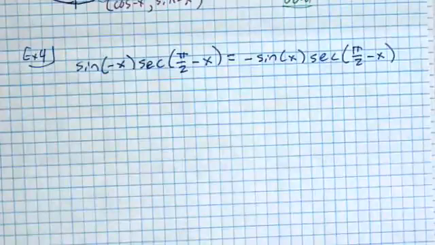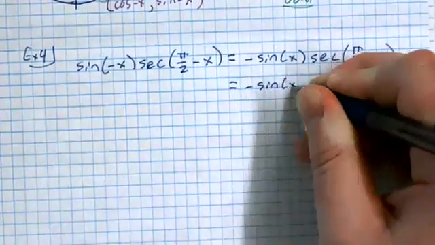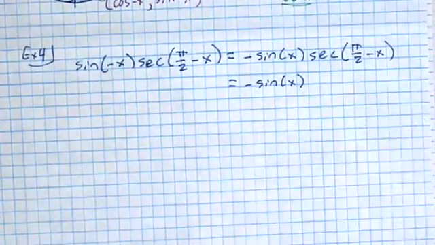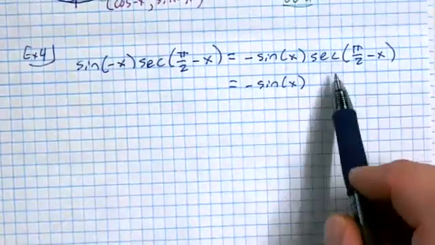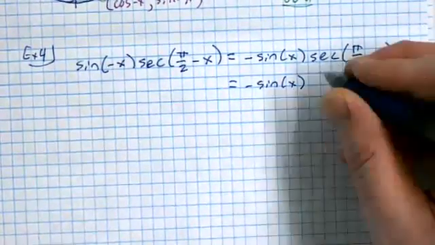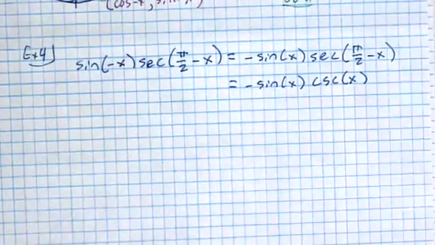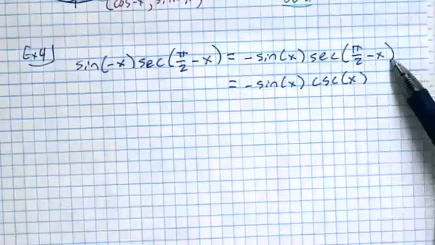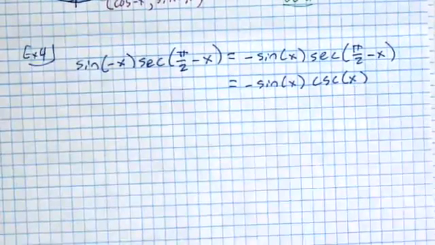And then let's leave the sine alone. Secant is going to become, what does that turn into? This is a cofunction one. What's the cofunction of secant? Cosecant. And that would just be x, right? When we go from pi over 2 minus x, we just turn it into the cofunction of whatever that is, and it's just an x now.